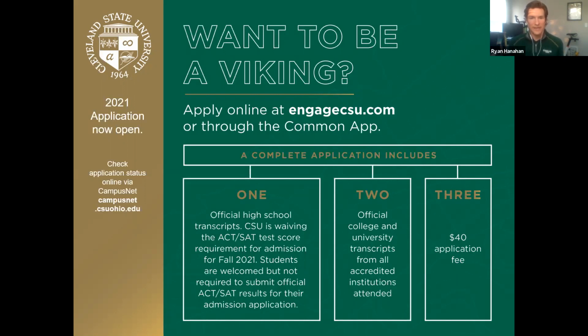So in addition to your application, there's a few things we'll need from you. We will need your official high school transcript. Typically, we were asking students for ACT or SAT test scores. One change we made for this fall of 2021 class is we're going to be waiving ACT or SAT test scores. So if you were able to take those test scores, great, you can submit those, but we're not going to be looking at those for an admissions decision. Really what we're going to be looking for is your high school transcript with your cumulative high school GPA.